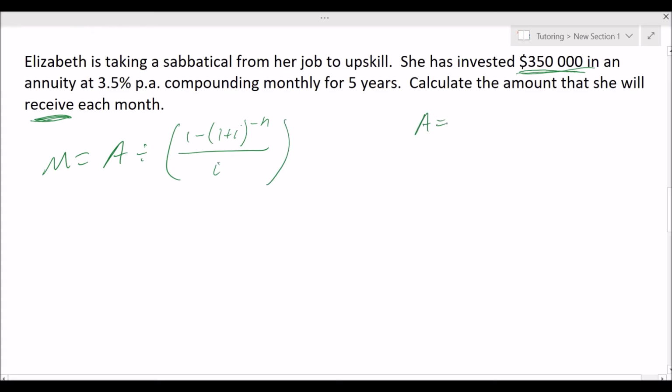Here are our variables. M is what we're trying to find. The interest rate is 0.035, so 3.5% as a decimal, and it's monthly. Now, if you put that in your calculator, you'll notice you get a very long number there. If you round that number, because it's not a terminating decimal, you will get a slightly wrong answer.